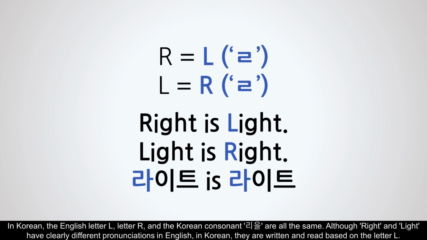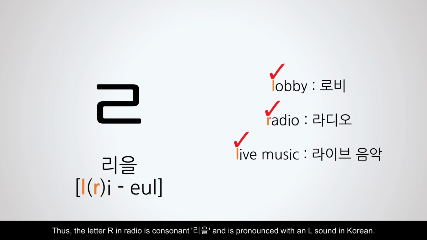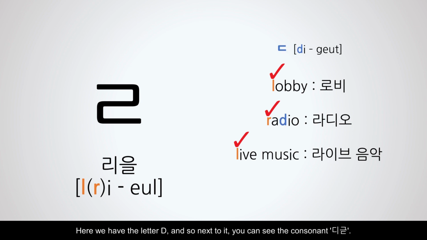In Korean, the English letter L, letter R, and the Korean consonant reul are all the same. Although right and light have clearly different pronunciations in English, in Korean, they are written and read based on the letter L. Thus, the letter R in radio is consonant reul and is pronounced with an L sound in Korean. Here we have the letter D, and so next to it, you can see the consonant digeut.